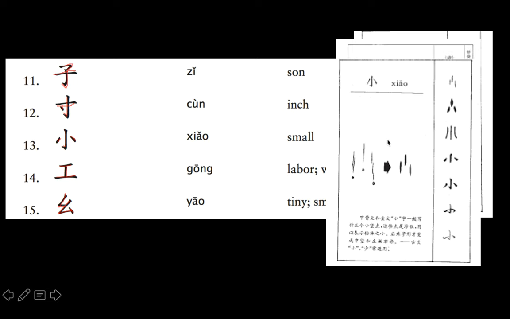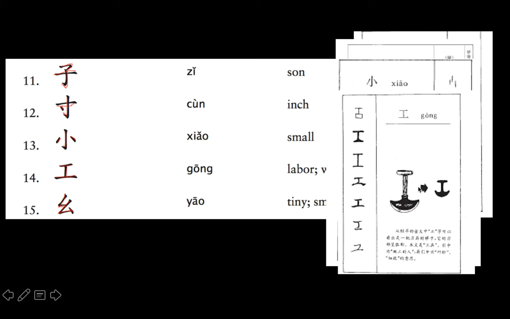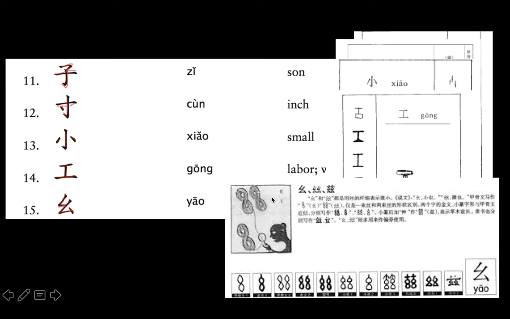Next one, gong. You see, this is the original object of the gong. It indicates a tool. So gong has the meaning of labor and tools. And the last one is yao. This is the original meaning of yao. Can you guess what is it? It's a silkworm. So long time ago, yao is written like an 8, but it's like a silkworm, silk. And gradually it becomes this one.